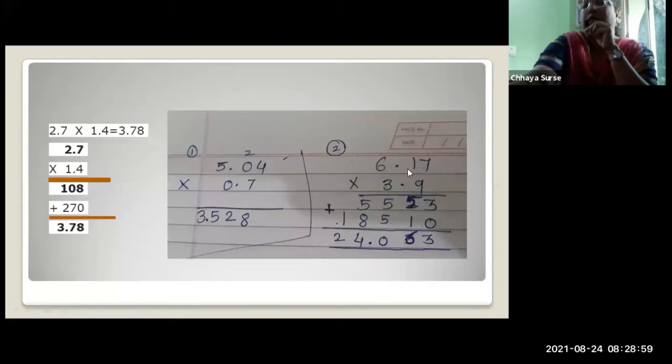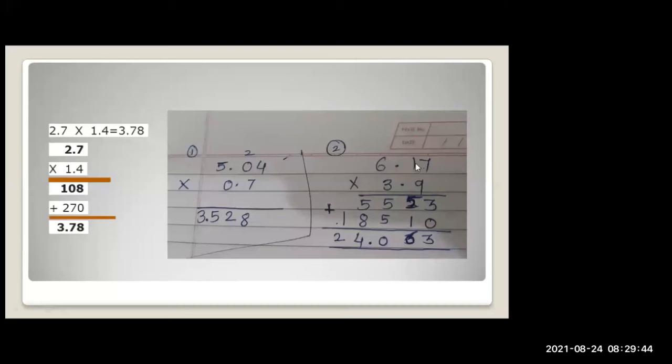6.17 multiplied by 3.9. Now, who will multiply first? The unit place digit. So 9 first multiplies to the unit place digit 7. 9 sevens are 63. That's why we write here 3 and carry over 6.